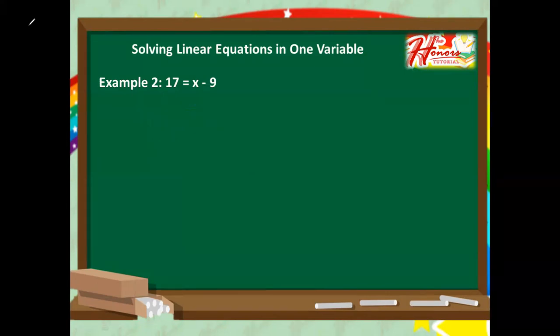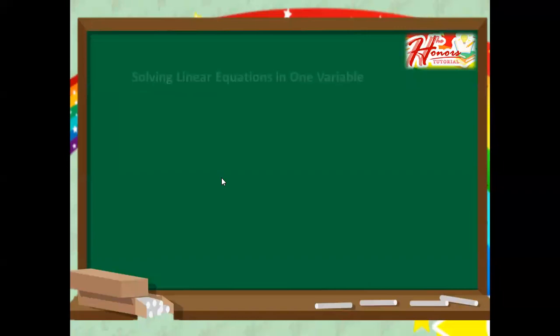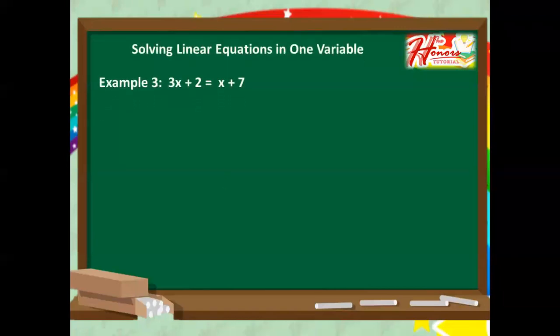Let us have another. So we have here example number 3. So same goal as number 1. Let's copy first the given. So solution. So we have here 3x plus 2 equals x plus 7. The goal is to have all of the x's here at the left side of the equation.